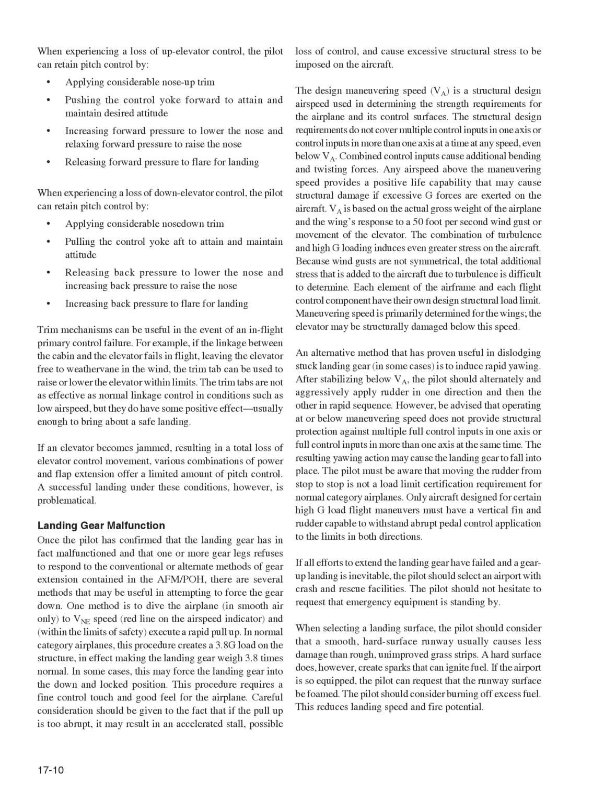An alternative method that has proven useful in dislodging stuck landing gear, in some cases, is to induce rapid yawing. After stabilizing below VA, the pilot should alternately and aggressively apply rudder in one direction and then the other in rapid sequence. However, be advised that operating at or below maneuvering speed does not provide structural protection against multiple full control inputs in one axis or full control inputs in more than one axis at the same time. The resulting yawing action may cause the landing gear to fall into place.